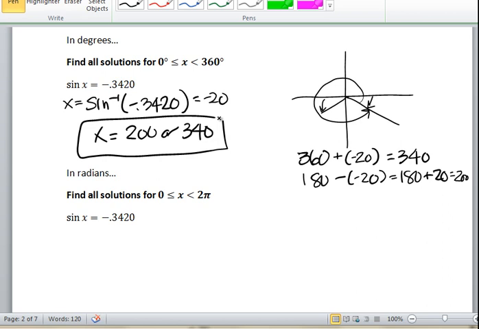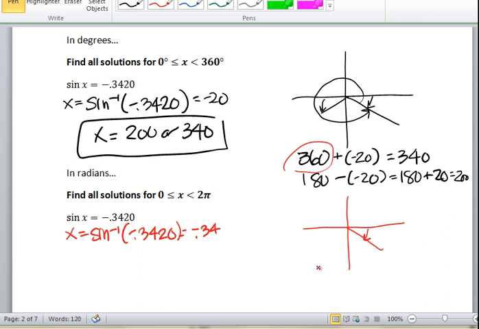Alright, moving on. Let's do this in radians. So I type this into my calculator. I type in inverse sine of negative 0.3420 when I'm in radian mode, and I get negative 0.35. That's in quadrant 4, and that gives me this picture down here. That's negative 0.34. But what I need to do first is get a positive coterminal angle. So I do 2 pi plus a negative 0.34, and my calculator gives me 5.93 radians.